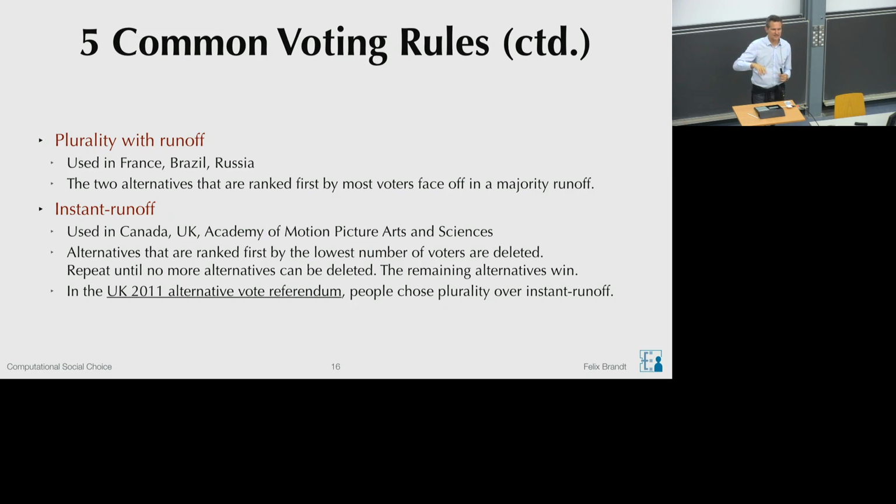Okay, so for instance, if I like alternative A the best, and A happens to be the candidate with the lowest plurality score, then A is eliminated in the first round, and my second ranked alternative now becomes my first ranked alternative. I'm going to show you an example for this as well. And then we do the same thing all over again. So we compute plurality scores, we delete the alternative with the lowest score, and if a first ranked alternative is deleted, then the next alternative moves up.